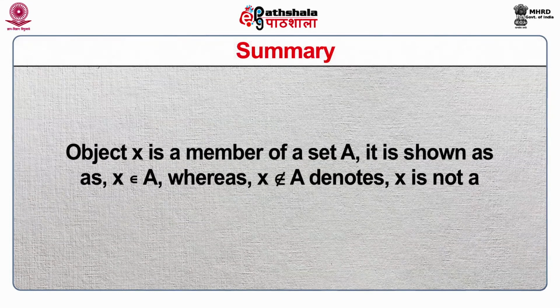The beginning of this module was with the concept of sets, defined as collections that can be explained by listing all their elements enclosed within curly brackets. So, a set is a collection of objects referred to as the members or the elements, which are considered as a single object. For example, object X is a member of set A. It is shown as X belongs to A, whereas the symbol X does not belong to A denotes that X is not a member of A.